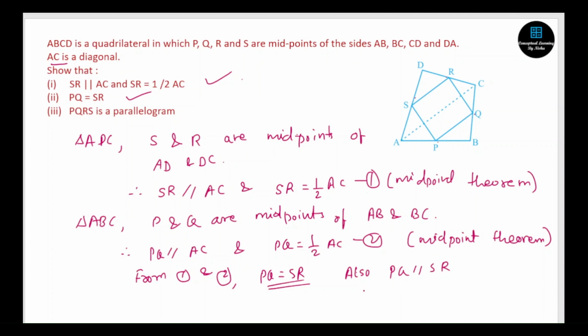We already learnt that in our part 1. Correct? Therefore, quadrilateral PQRS is a parallelogram. See, if you haven't watched part 1, then I request you to watch that first and then solve this part afterwards. Okay? Alright, great.